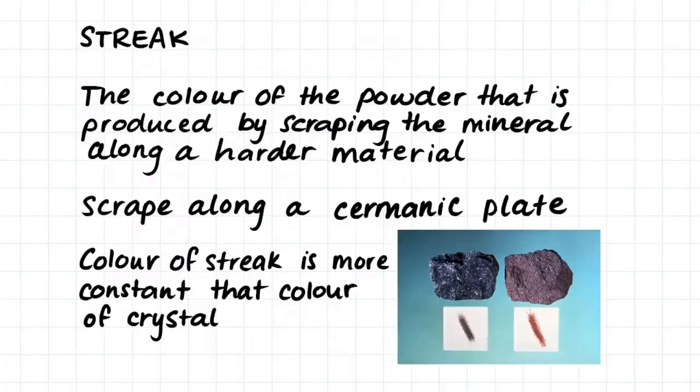The next property of a mineral we normally look at is streak. Streak is the colour of the powder that is produced when we scrape the mineral across a harder surface. We normally scrape our minerals along ceramic plates, as you can see in this image here. The colour of the streak is much more constant than the colour of the crystal, and it therefore is a good indicator of what type of mineral we are looking at.